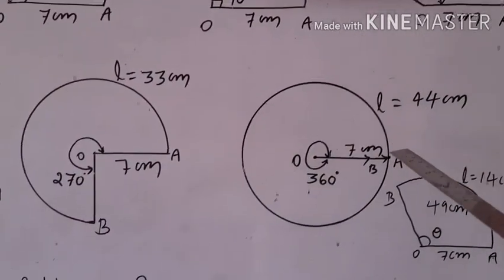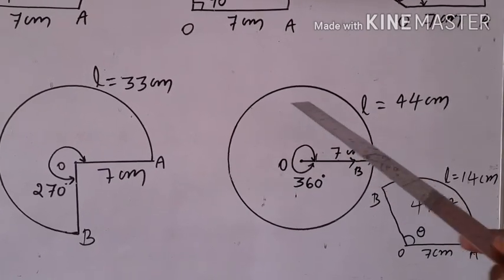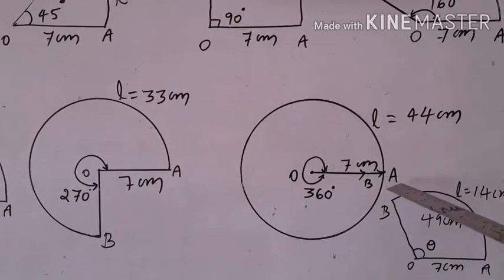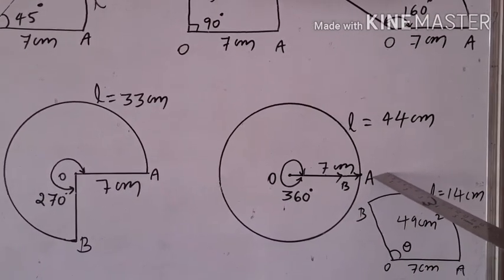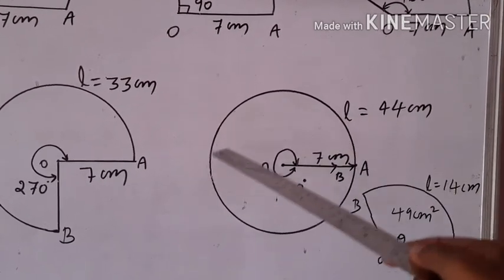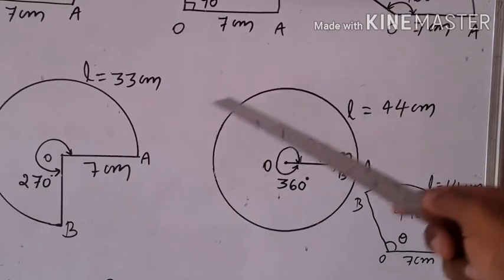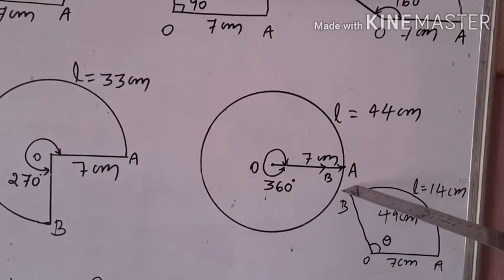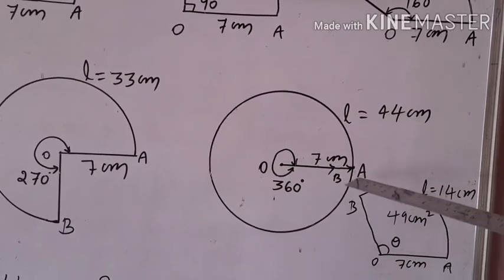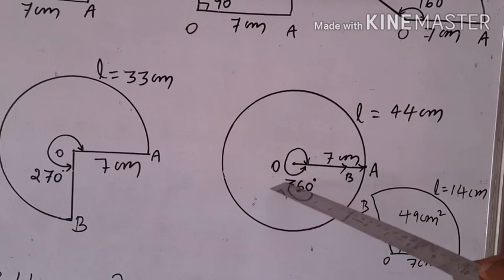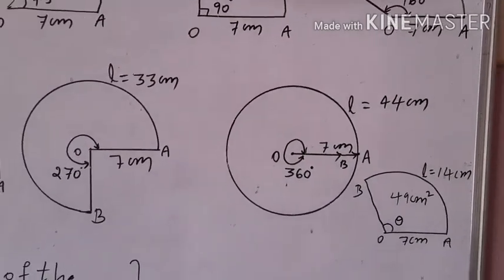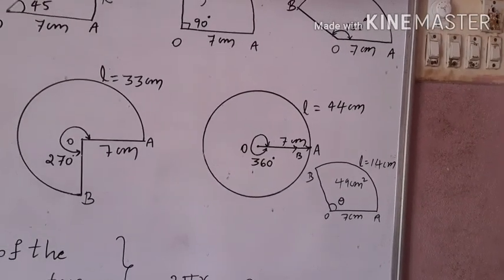Okay, and last, see here children, when the central angle is 360 degree, the length of the arc of the sector is one full circle, means equal to 2 pi r. So we can decide that if the central angle is 360 degree, then the length of the arc is equal to one full circle, that is equal to 2 pi r. Or if the length of the arc of the sector is 2 pi r, then the central angle is 360 degree. Okay. There are situations that the questions are asked like this.